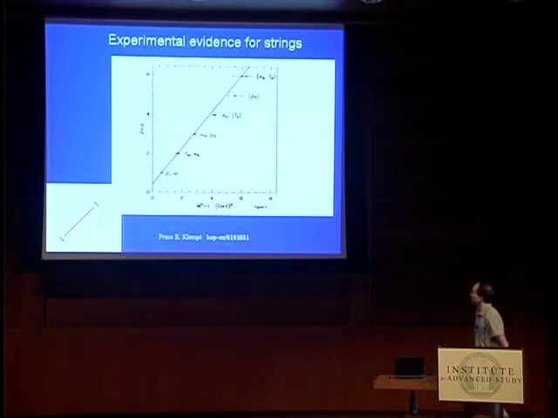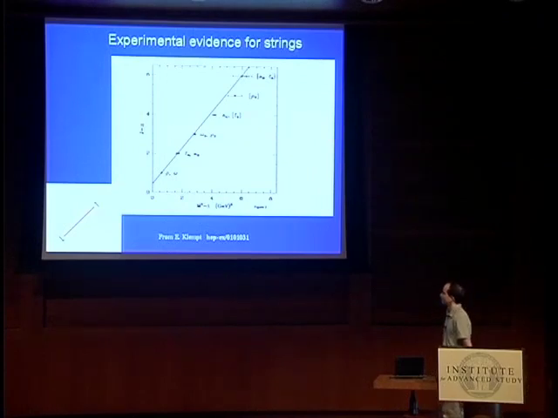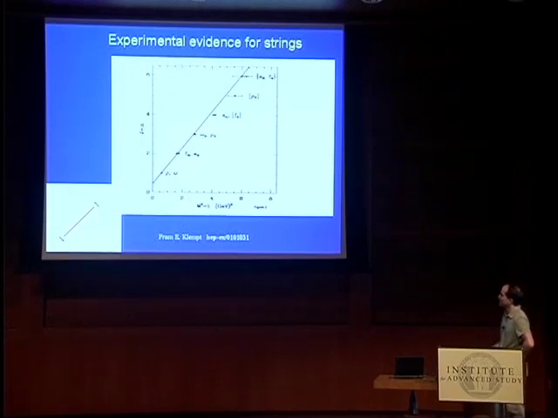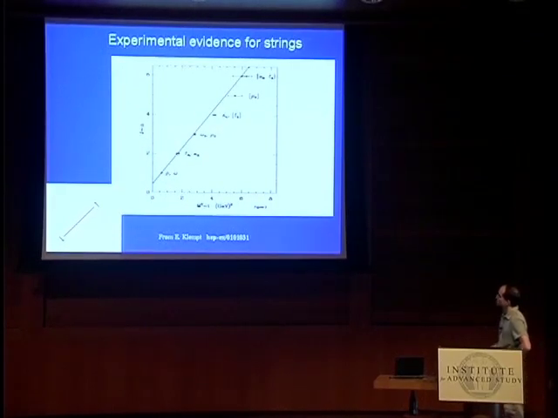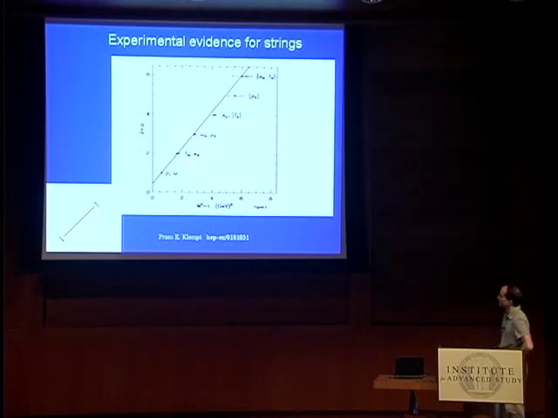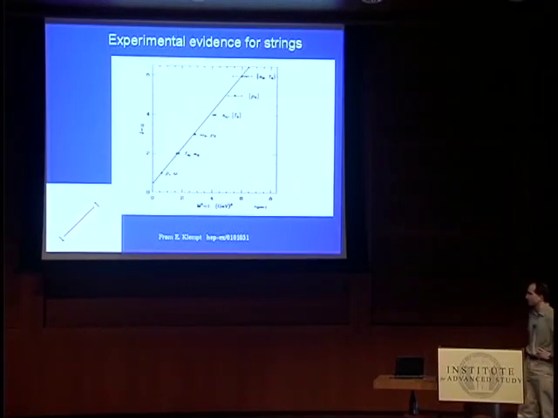Now, of course, there is a great deal of experimental evidence for strings in QCD, and this is just one of the many evidences for the confining string. This is the spectrum of mesons as a function of angular momentum. We look for the meson which has the lowest mass and highest angular momentum, and we see all these particles lining up in a linear trajectory, and this is what a model based on a rotating relativistic string would give you.